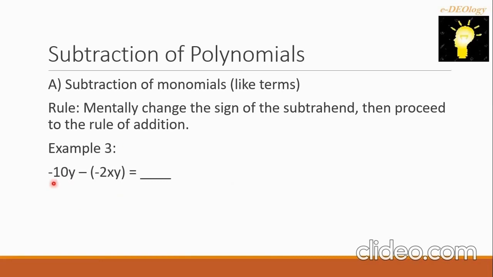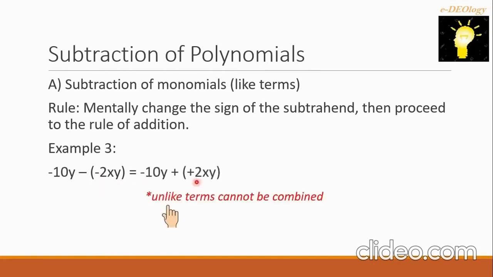Example 3. Negative 10y minus a negative 2xy. So again, the second term is our subtrahend, so we're going to change the sign. From negative, it becomes positive, and then the operation becomes addition. However, we can observe here that the first term and the second term are not like terms. Here, the literal coefficient is y, and on the second term, the literal coefficient is xy.